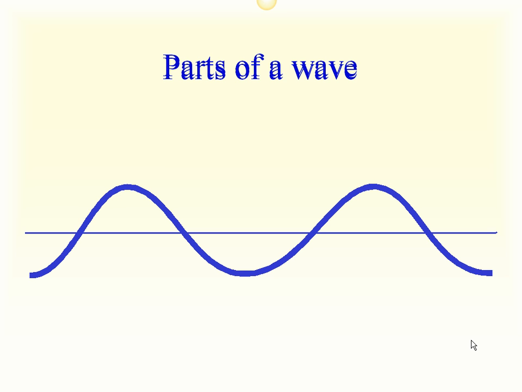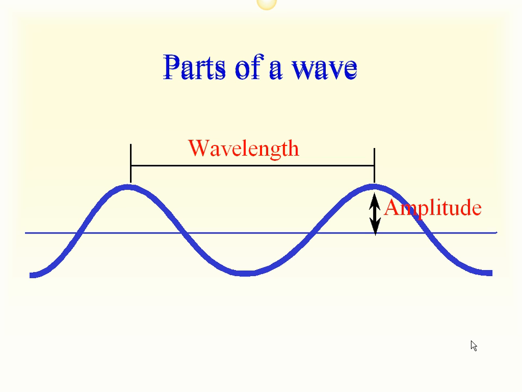Parts of the wave. Well, we have a wavelength that's from crest to crest or from any same point on a wave. We have an amplitude, that's the height above the rest line. We have the origin or the rest line. We have a crest, we have a trough. Crest is the high point, trough is the low point.